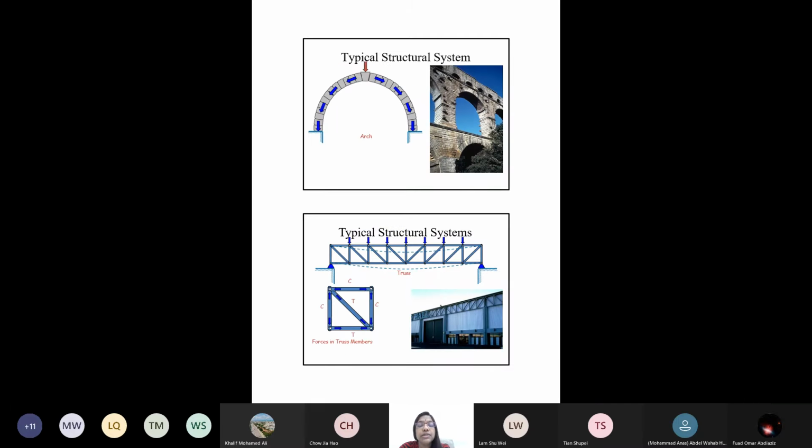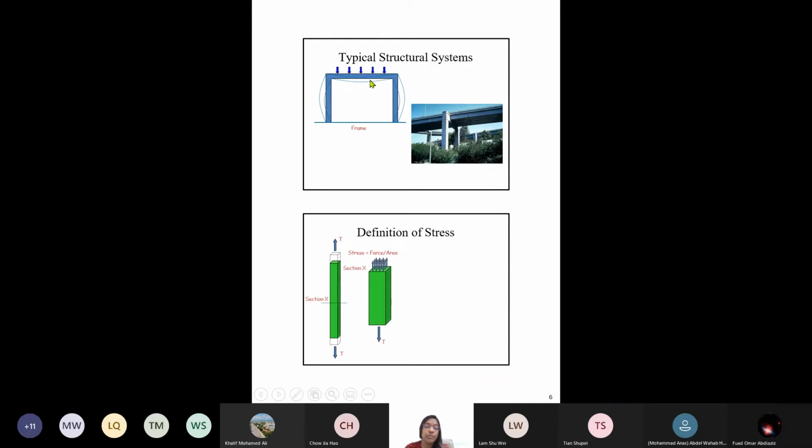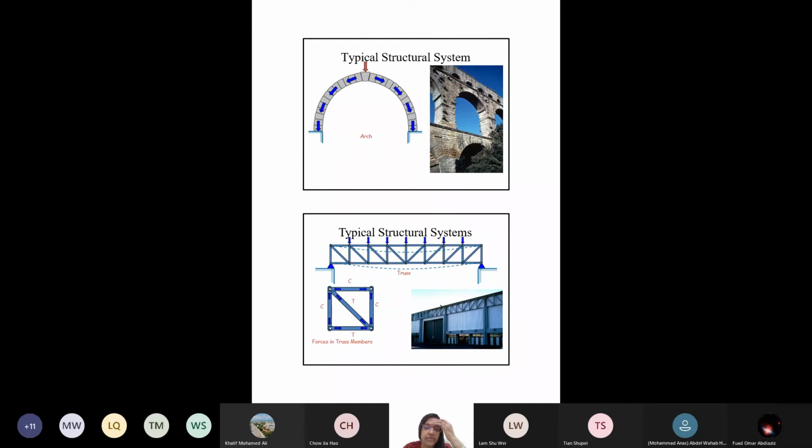Right. Typical structural system, this one, arch. In the following slides, you may have to answer whether it's a compression or tension member, like this. This is an arch type, right? When the load is applied here, all the load is distributed to the support, right? Is it a compression or tension member? Is compression loading acting or tension acting? Can you imagine? Tension. Tension at which point?